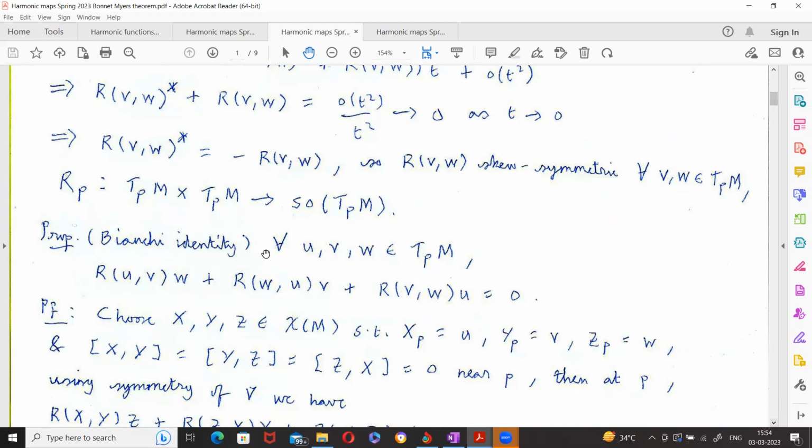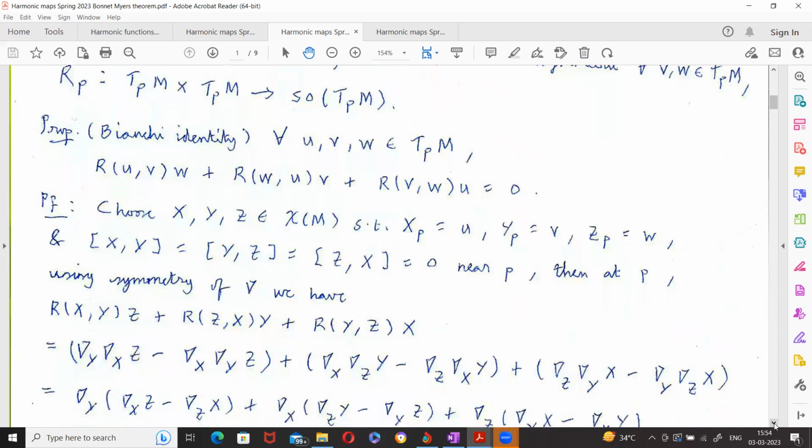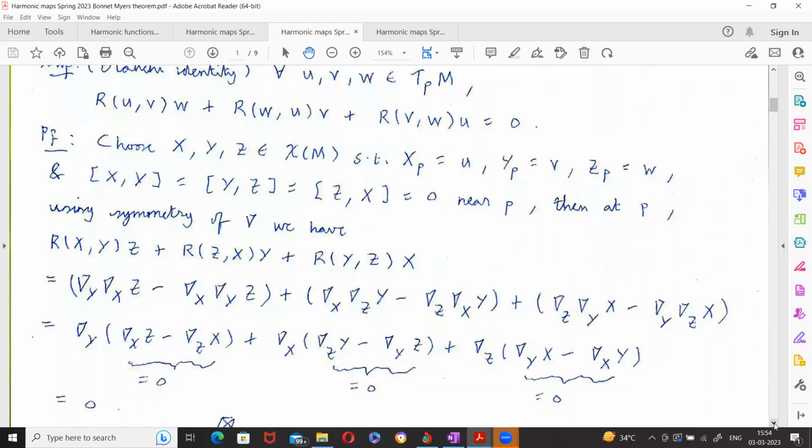Okay, so we need one little proposition called the Bianchi identity, which says if I take 3 vectors U, V, W, then if I look at the curvature tensor applied to these 3 permuted in cyclic order and I add up, R(U,V)W plus R(W,U)V plus R(V,W)U, this gives me 0. This is called the Bianchi identity. This is just a computation using the definition of the curvature tensor.